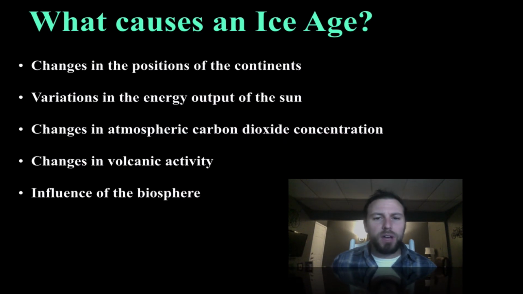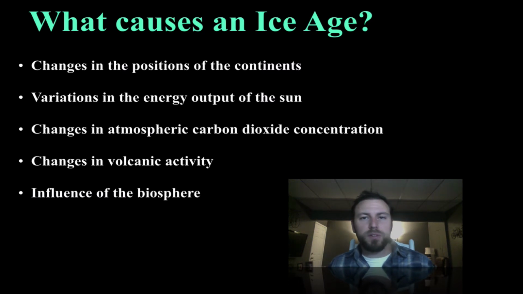Causes of an ice age, a number of different reasons. Changes in positions of the continents. If those continents have moved more towards the poles, we're going to see an ice age, or accumulation of ice and snow in those regions. Variations in energy output of the sun. The sun is not static. It doesn't stay the same.